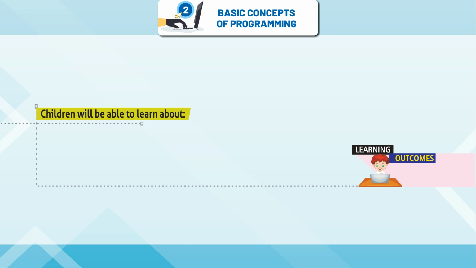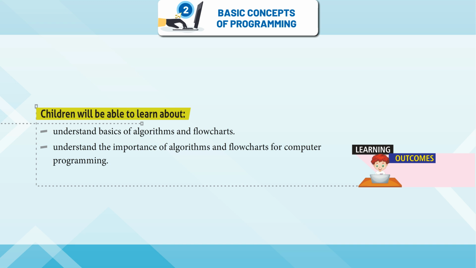Learning outcomes: children will be able to understand the basics of algorithms and flowcharts, understand the importance of algorithms and flowcharts for computer programming, and learn about computer languages and types of language translators.